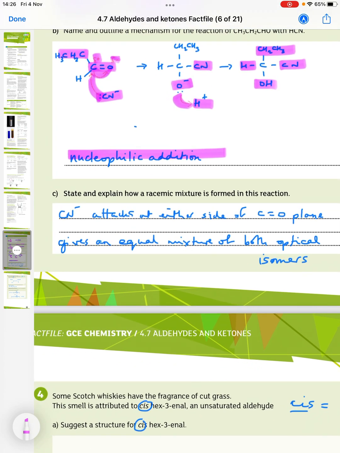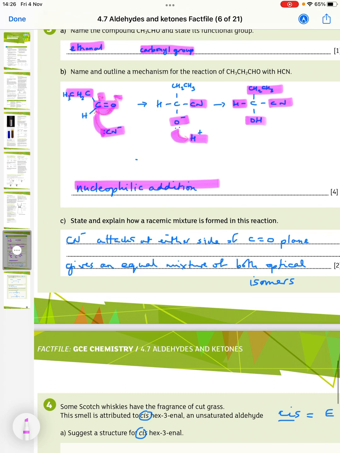State and explain how a racemic mixture is formed in this reaction. Well, the CN minus attacks on either side of the carbonyl group, and the carbonyl group is planar, and that means that you get an equal mixture of both optical isomers.